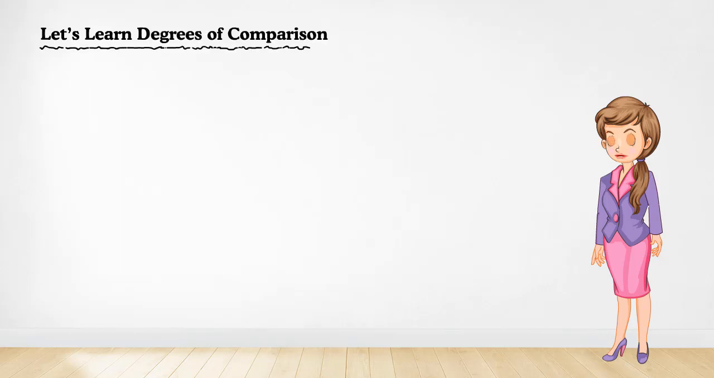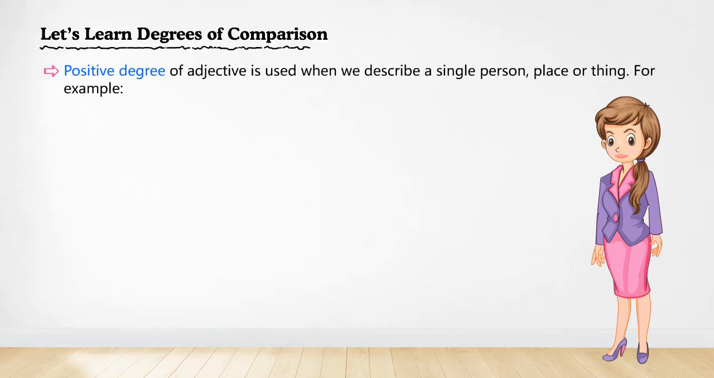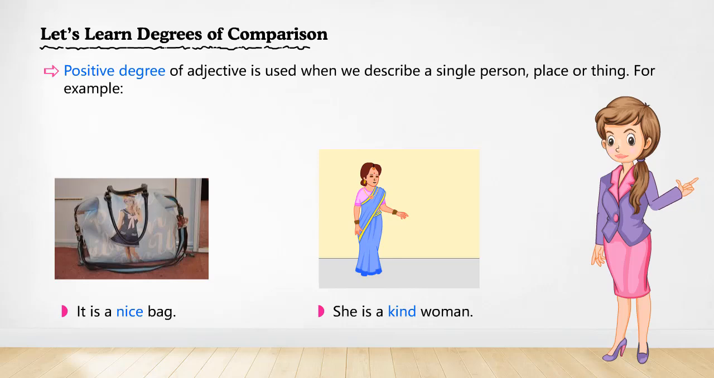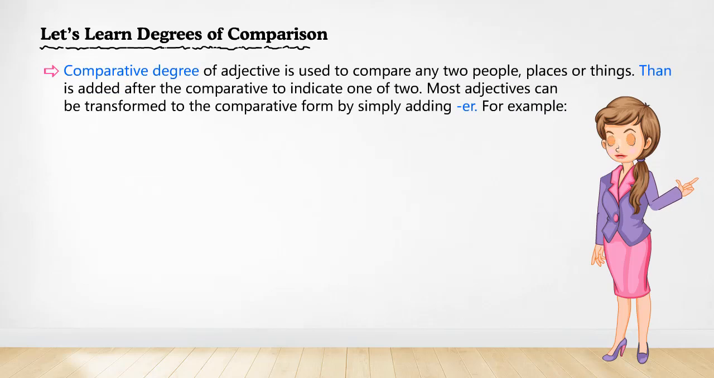Let's learn degrees of comparison. Positive degree of adjective is used when we describe a single person, place or thing. For example, it is a nice bag. She is a kind woman. Comparative degree of adjective is used to compare any two people, places or things. Than is added after the comparative to indicate one of two.